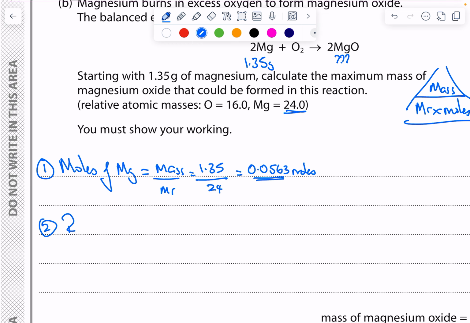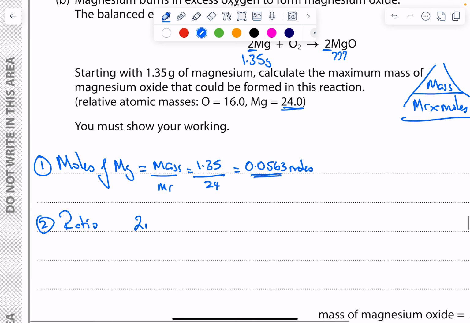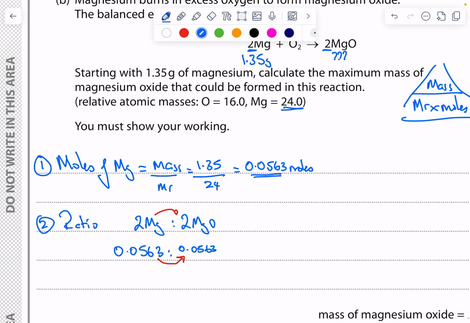Next, we deal with the stoichiometry, the ratio of the equation, and you can see here there are 2 moles of magnesium to 2 moles of magnesium oxide. So let's just put that so we remember. 2 lots of magnesium to 2 lots of magnesium oxide. Therefore, if I've got 0.0563 moles of this, then I'm going to have exactly the same, because 2 to 2 is exactly the same number. 0.0563 moles of this.